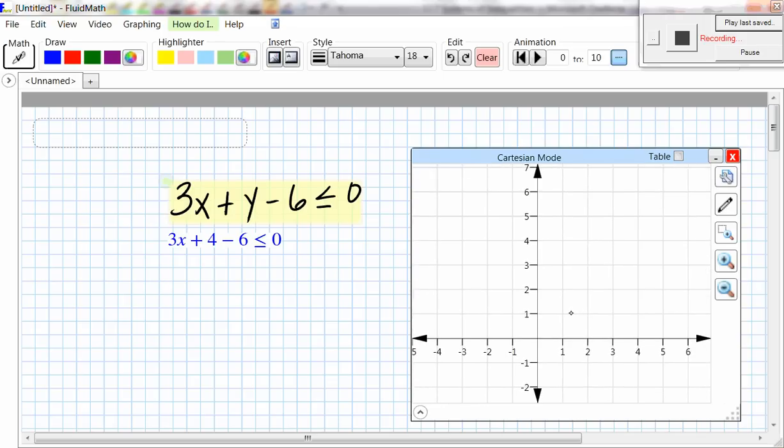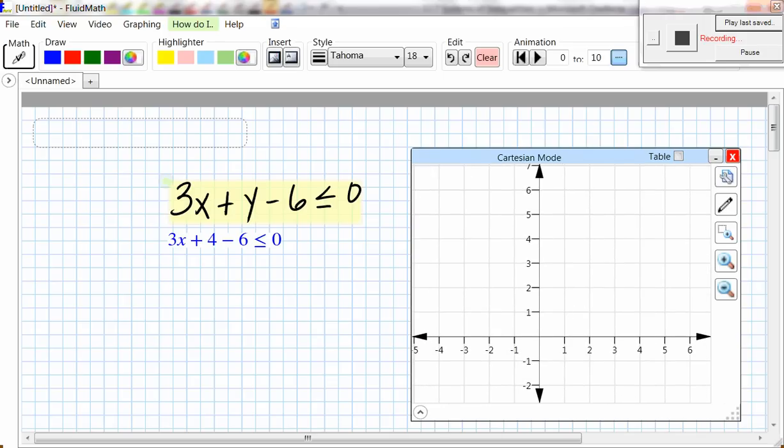How do you graph the line? And we had less than or equal to. Should be a y, huh? Very good. Okay, now I'm all good to go.